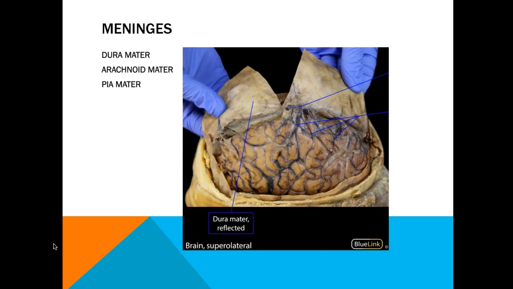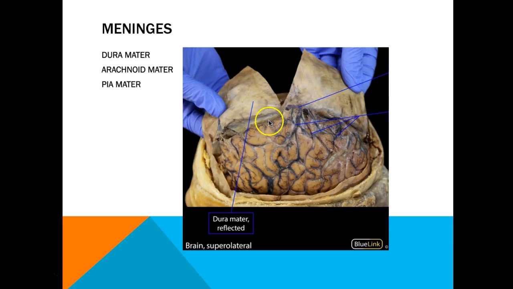When we first open the cranial cavity, you will see that the first layer we run into is the dura mater over here. And dura means tough, mater means mother. So this is the tough mother of the meninges supporting the brain.